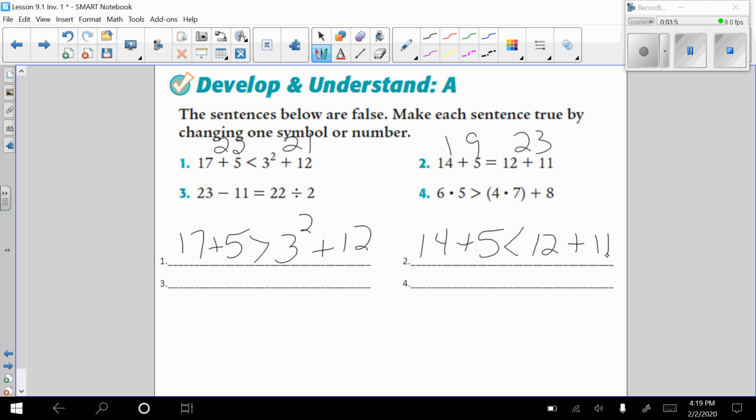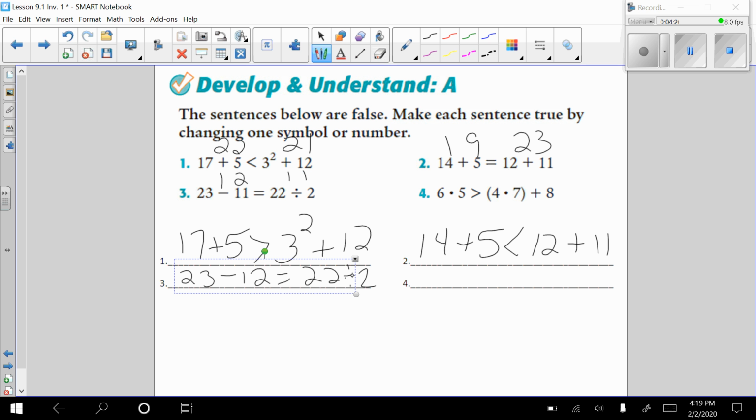The next one is 23 minus 11. Well, 23 minus 11 is 12. And 22 divided by 2 is 11. So again, they are not equal. How do we change that? Well, in this case, maybe I want to change a number this time. What if I changed 11 to 12? What if I said it's 23 minus 12 equals 22 divided by 2? Well, then I have the same answer.